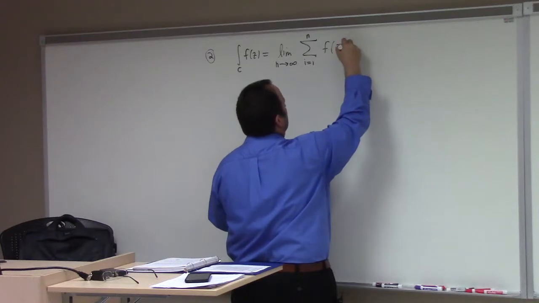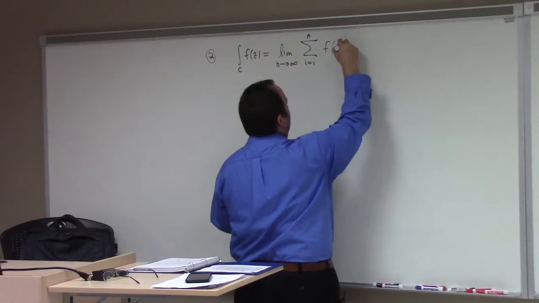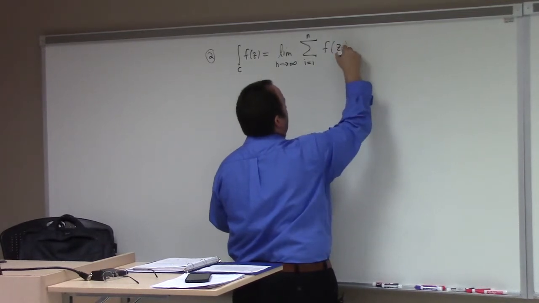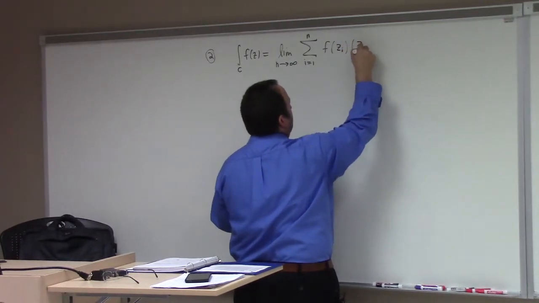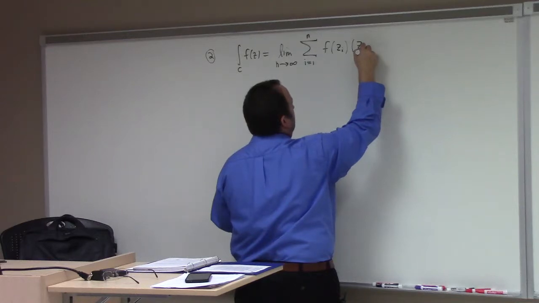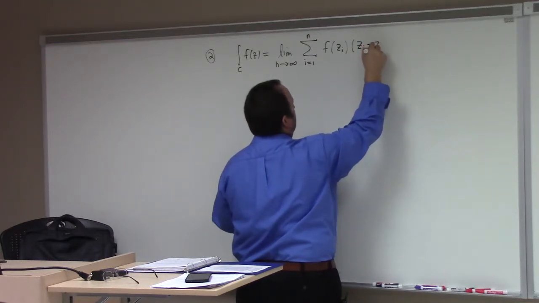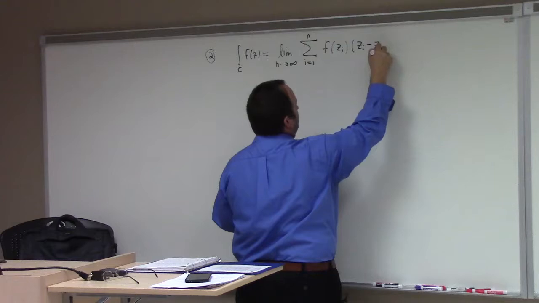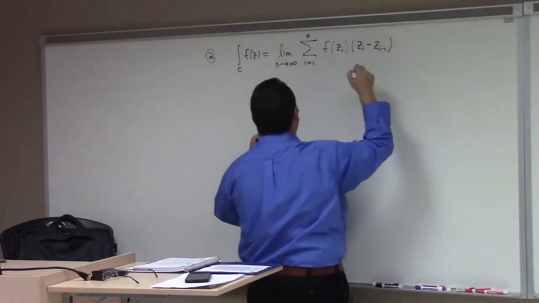And, well, I think you could really put zi star there. I'll just leave it zi, times z i minus z i minus 1, I guess, like that.